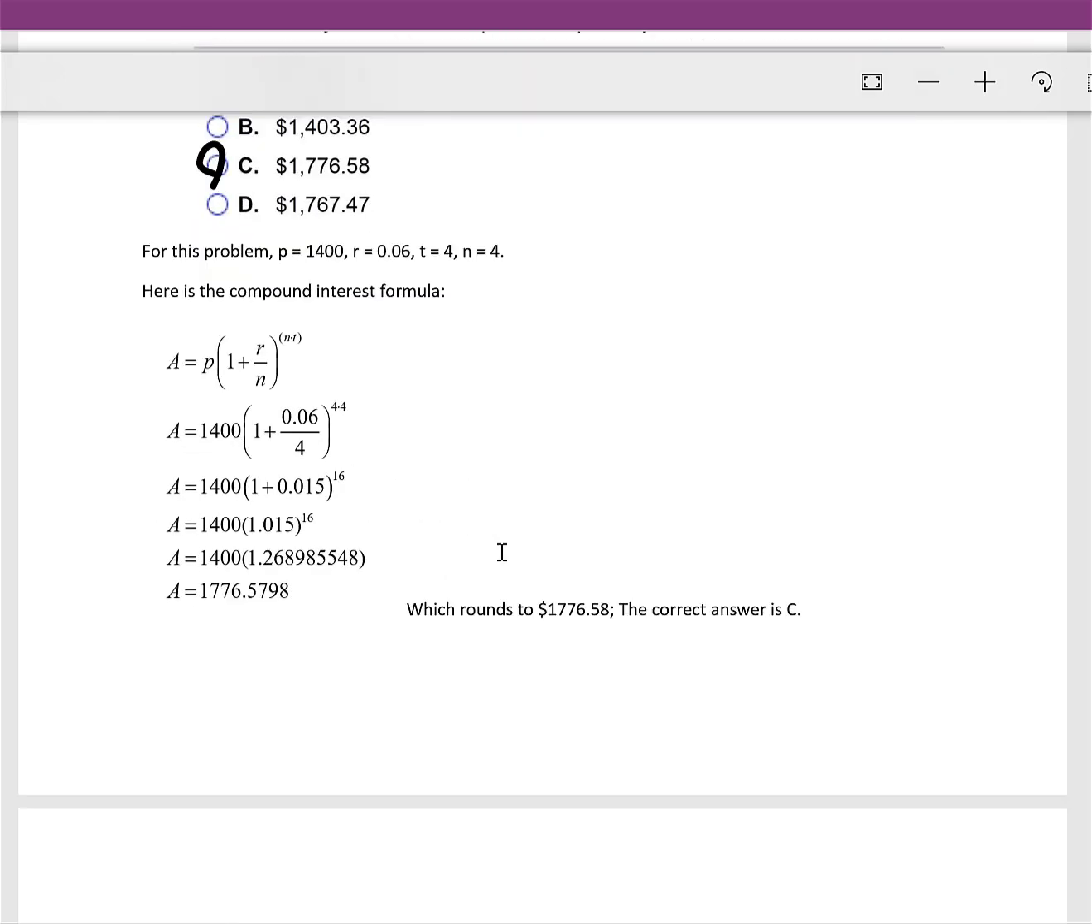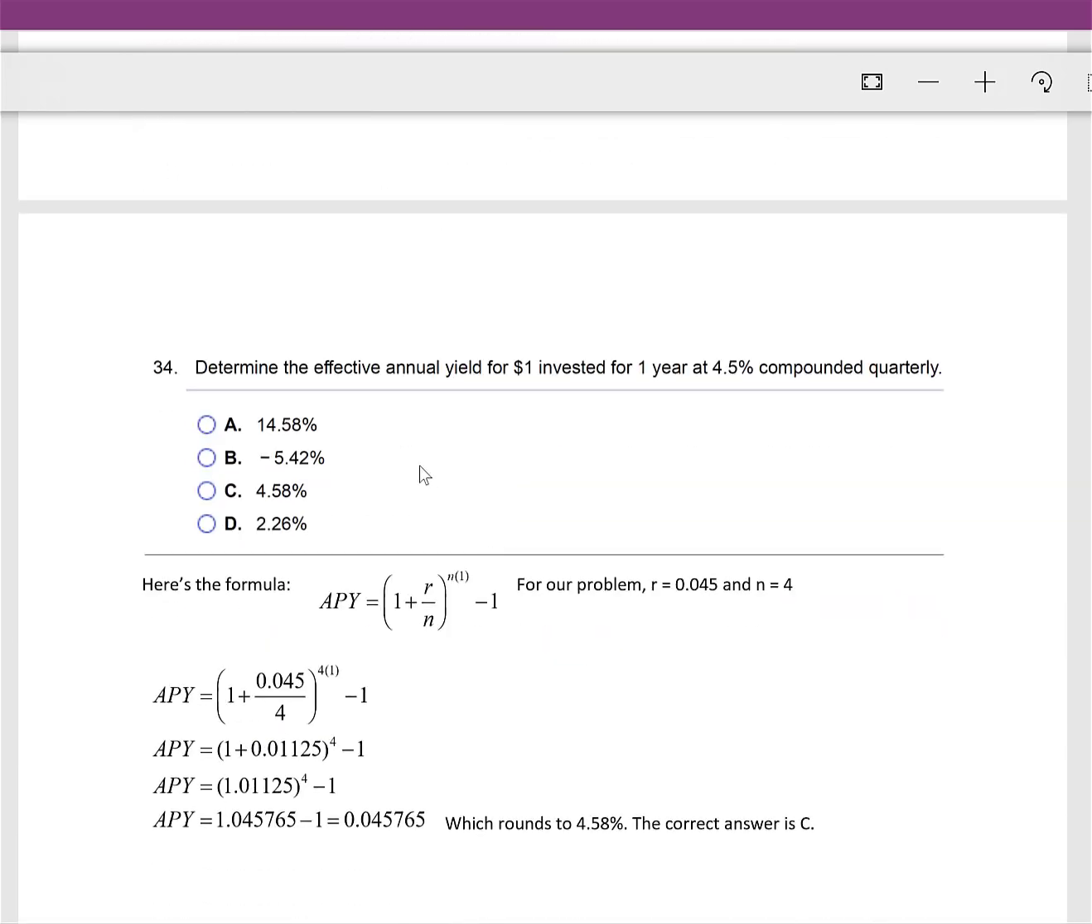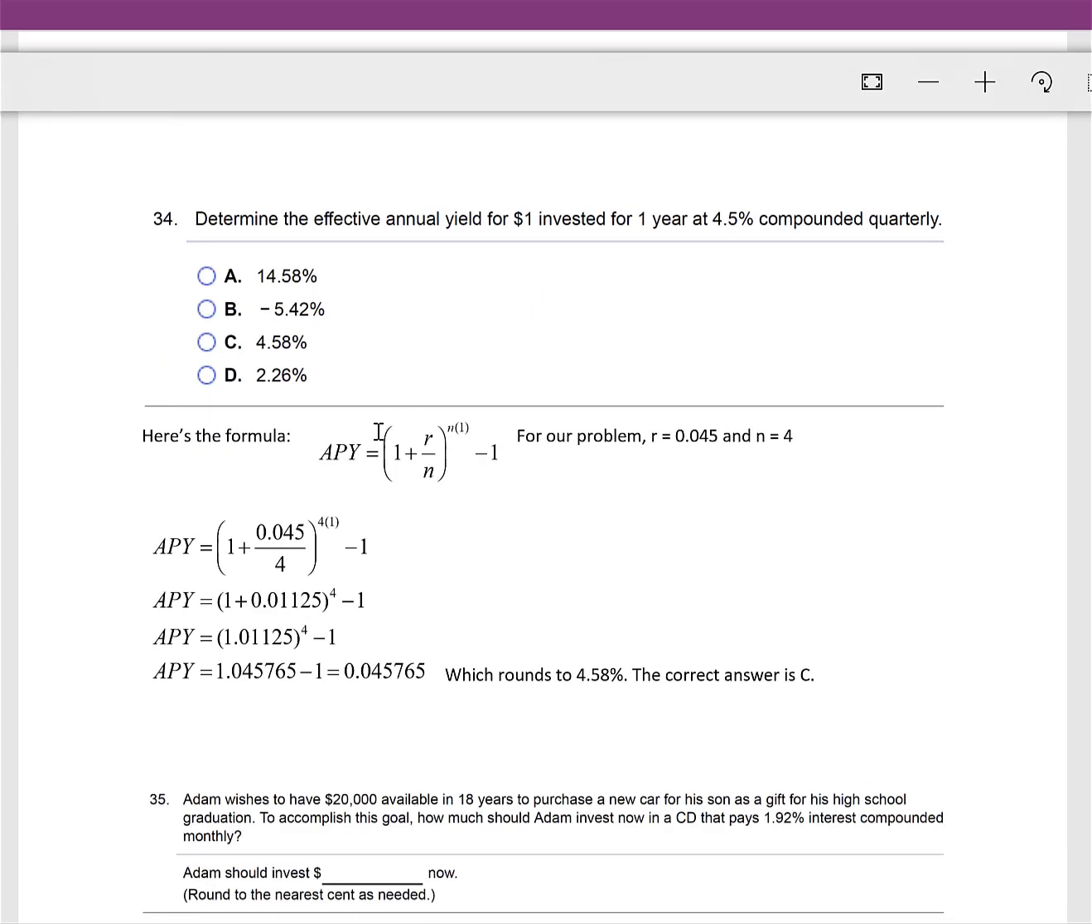And I'll let you check those calculations. And that was 33, 34. Determine the effective annual yield for $1 invested for 1 year at 4.5% compounded quarterly. So again, there's the APY formula. I put in my values, I do my calculations, and I come up with, and remember, this is always going to be larger than the number that you started with. So actually, of all the answers here, the only one that makes sense is C.